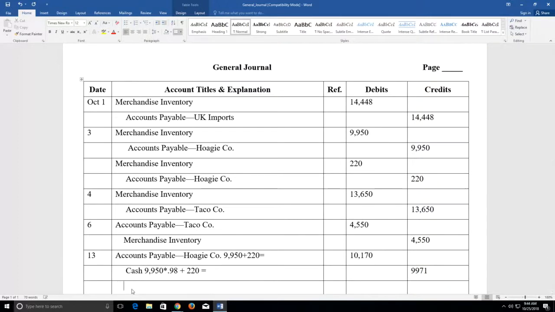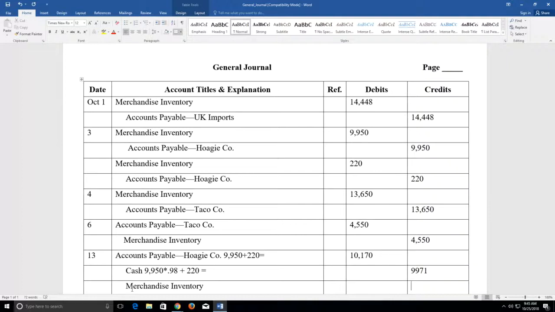The other part is going to be a credit to our merchandise inventory for the discount. The reason why we as a purchaser record our discount like this is because we didn't pay $99.50 for our merchandise, did we? We only paid 98% of that. We got a discount for the difference.